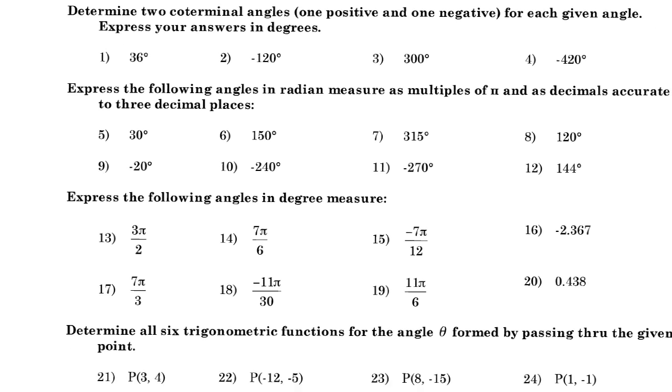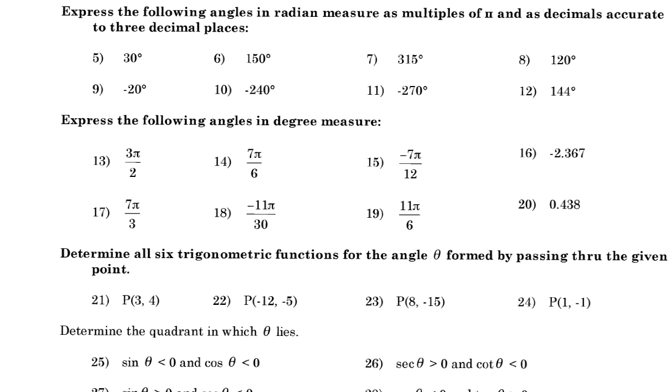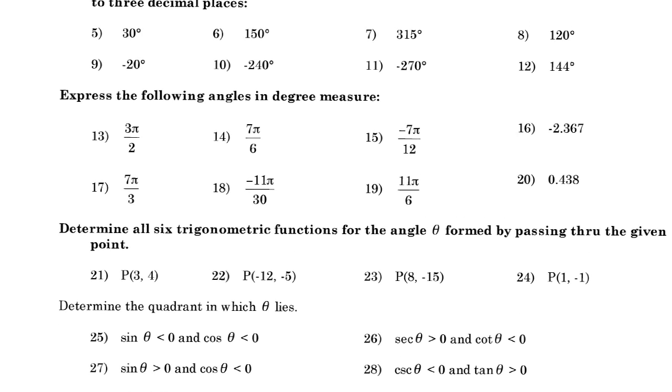The next one, express the following angles in degrees. So we're not worried about 16 and 20 right yet. We'll talk about that in class next year. That's something that's a radian. And then 13, 14, 15, 17, 18, 19, you're just going to write them in degrees. So that means substitute 180 in for pi and then go from there.